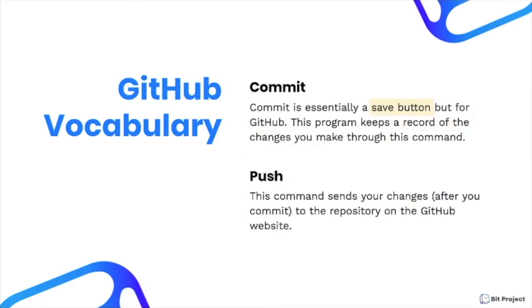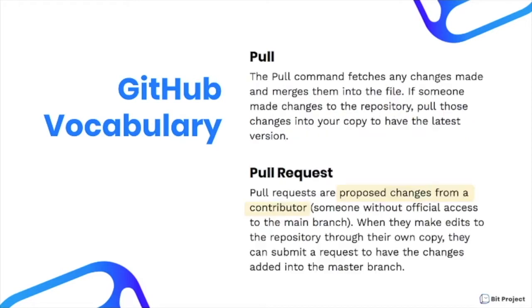Commit is like a save button. Every time you click on commit, it keeps a record of the changes you made. Push sends your changes from your branch within your cloned repository to the branch within the GitHub website. The pull function is what gets you the latest version of the repository. If another member made changes to the repository, you would want to pull to have the latest version in your application.